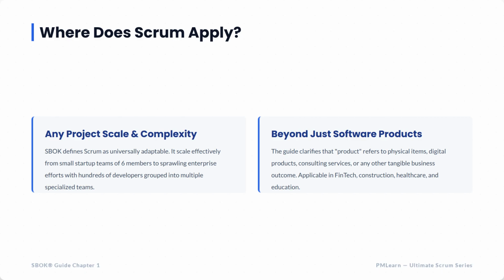And look at the right tile. The SBOK guide explicitly uses the term product to refer to physical products, digital platforms, consulting services, or any business result. Real world example. Think of a massive car manufacturer like Tesla. They don't just use Scrum to write the software on their touch screens. They use Scrum principles to rapidly design hardware components, optimize supply chains, and build physical gigafactories. Whether you are building software, managing a marketing campaign, or constructing a smart city, Scrum applies to you.